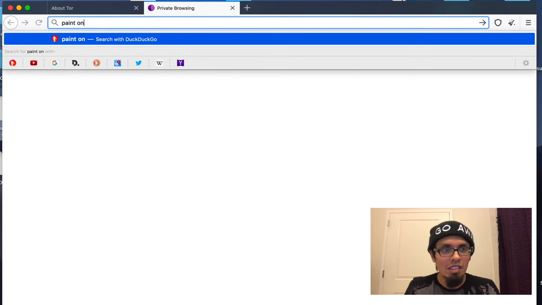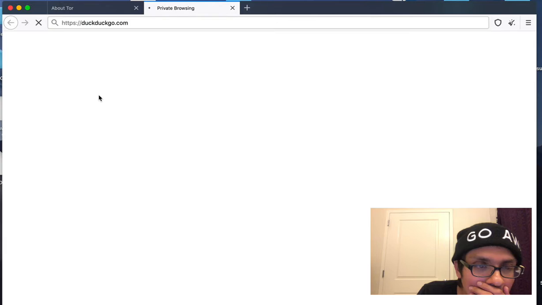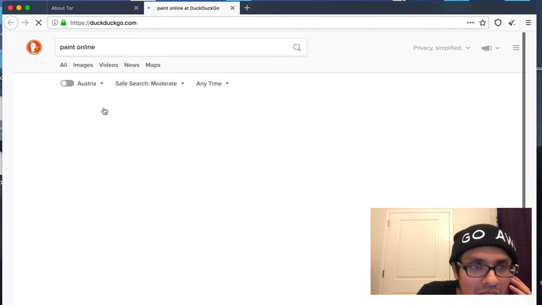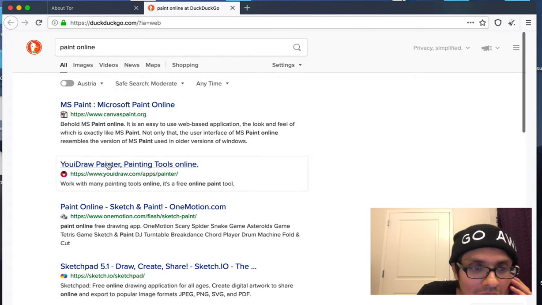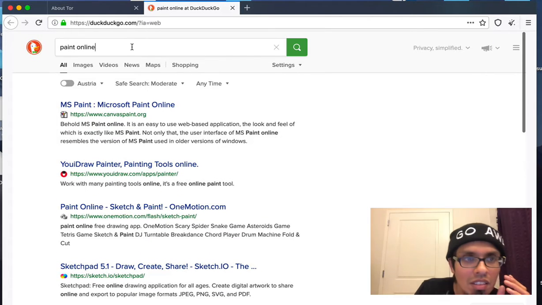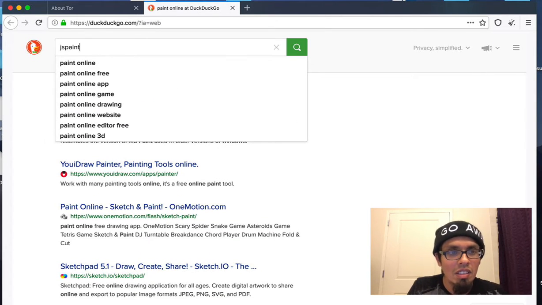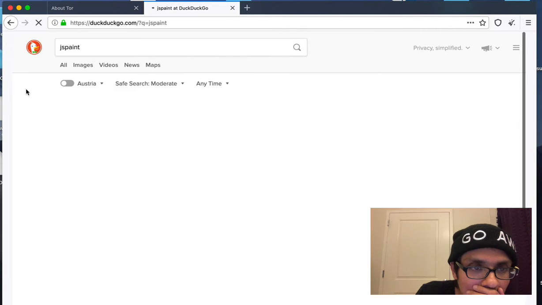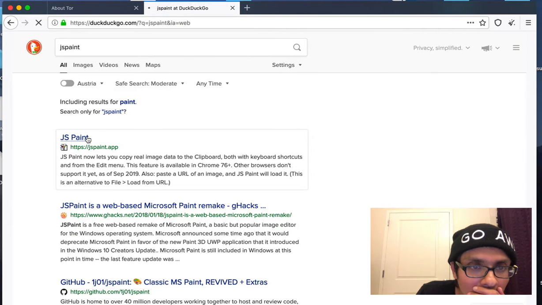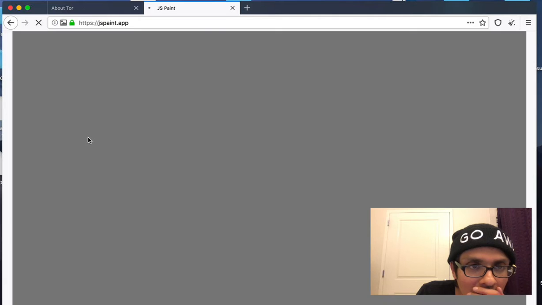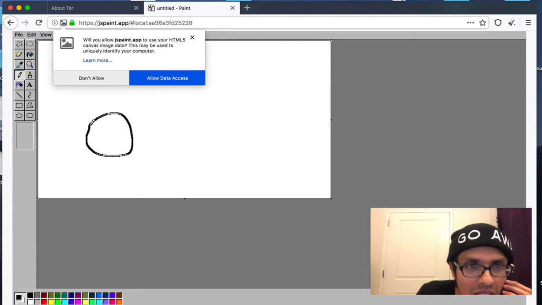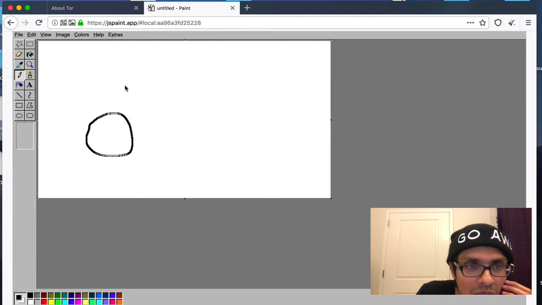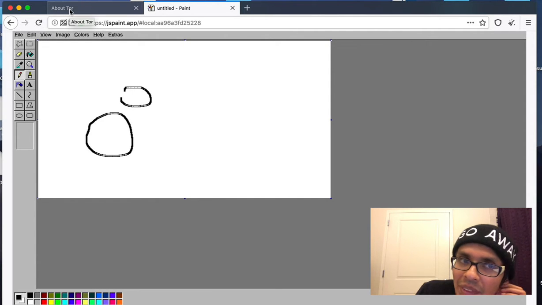Paint online. This should get me to that JSpaint app. I like JSpaint. Where is that? JSpaint online, there we go. JSpaint is awesome. Hopefully I can actually use it. Oh yeah, I can use it on Tor. Nope, I don't want it to access my data. Why would I need JSpaint to access my data? Okay, let's go back to what we were talking about.